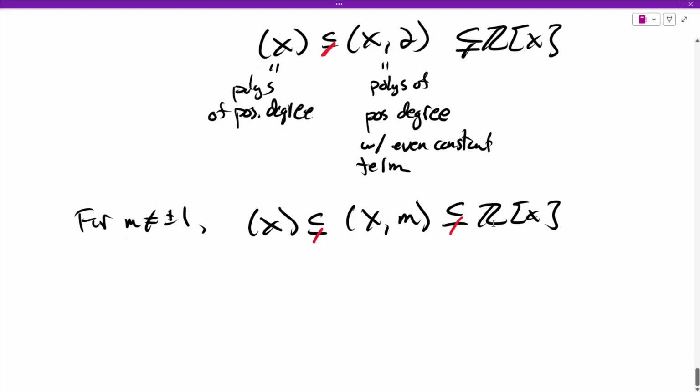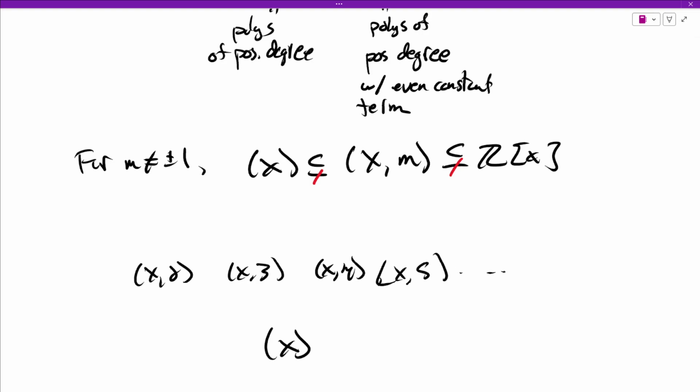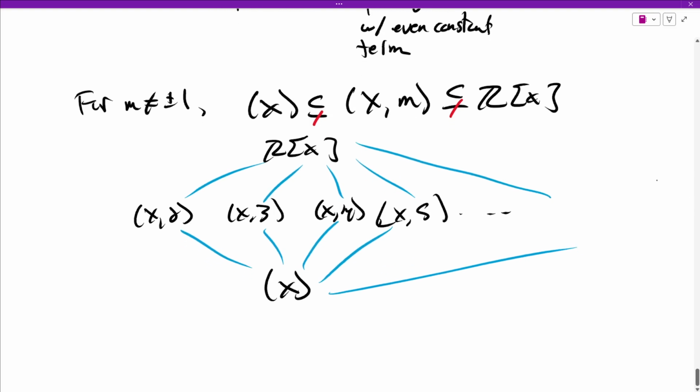Not only is (X) not maximal, but if we were to try to draw a picture here, there's (X, 2), (X, 3), (X, 4), (X, 5), and so on, and then Z adjoin X above it. Let me just draw lines for subset containment because that's easier. So there's lots of things in between (X) and Z adjoin X.